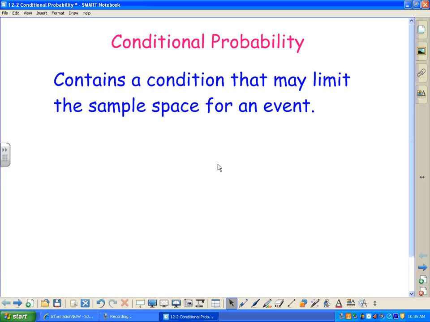Here is how it's written. It looks like this. It's got that vertical line in it. And it's read the probability of B given A. It's the probability that B happens given the fact that A has already happened. Okay, that's what it means to be a conditional probability. There's a condition being put on that probability. So B is going to happen given that A already happened. So let me show you some examples of this.